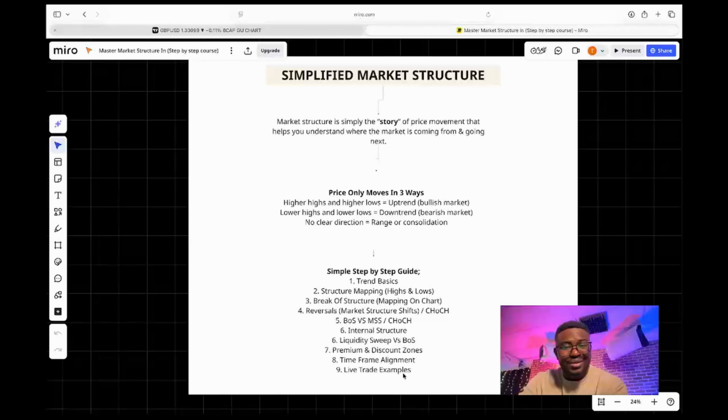This is going to be the most simplified market structure video that you're going to watch, because in theory, market structure tells the story of all the candlesticks currently presented on the chart, and price can only move in three ways: higher highs and higher lows, lower lows and lower highs, and no clear direction. Bullish, bearish, and consolidation. We're going to look at all of this in a step-by-step guide to help you simplify market structure.